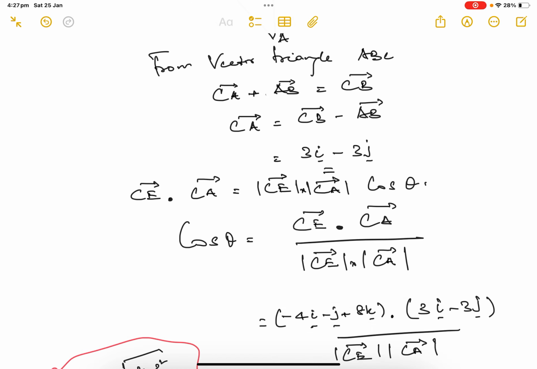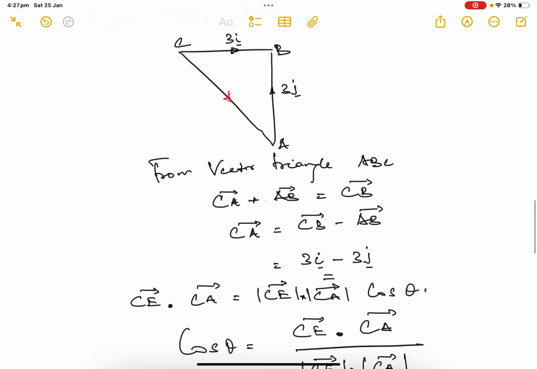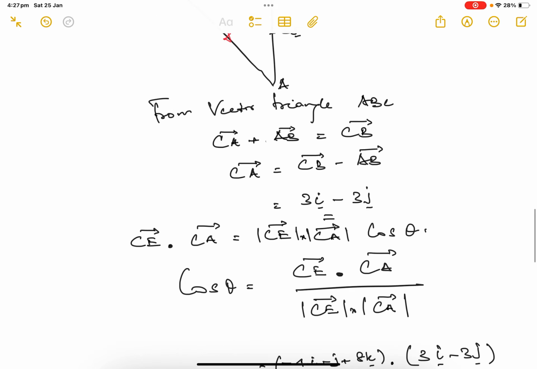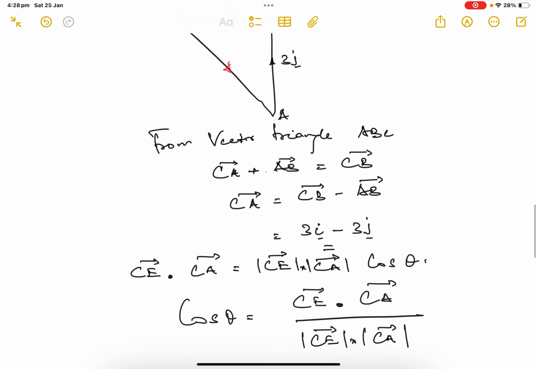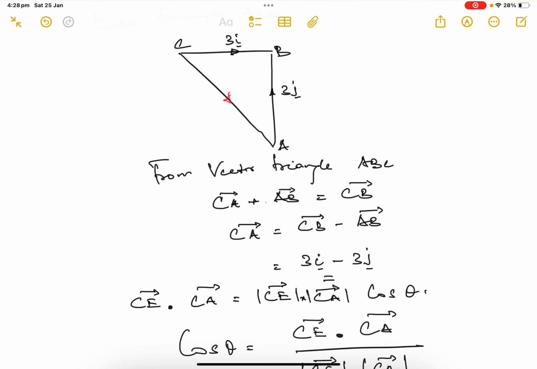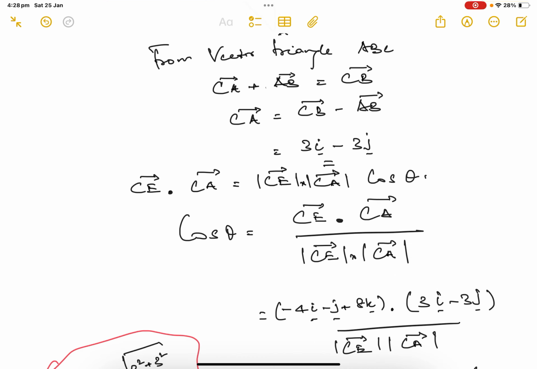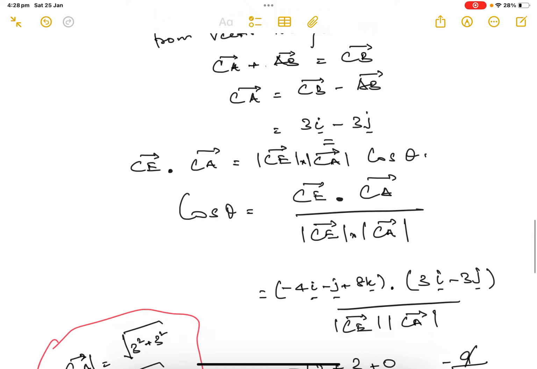CB is 3I, and AB is 3J. Yeah, minus, sorry. AB is 3J, so minus 3J. Now we need to find the dot product. So the dot product of CE and CA equals the modulus of the first vector CE times the modulus of the second vector CA times cos theta, where the angle between the two vectors is theta. That is what we have to find.